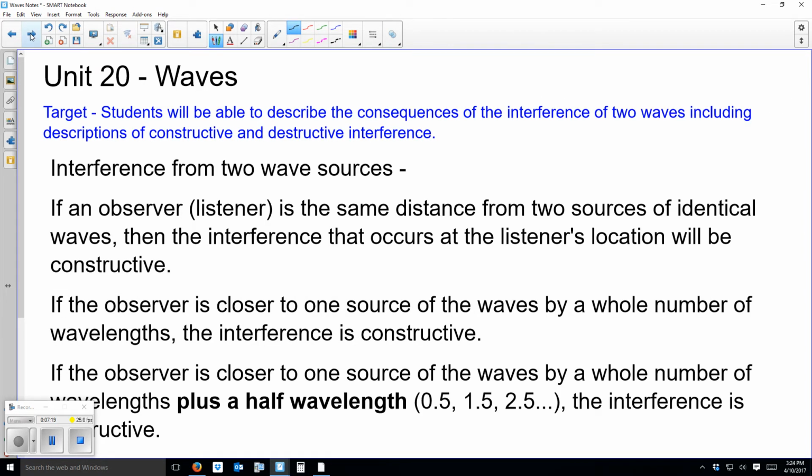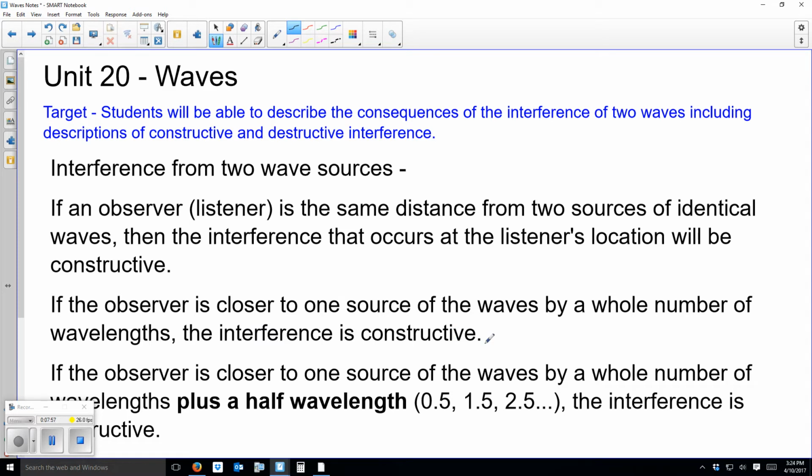One of the big things here is that if you've got two sources of waves, so let's say two different speakers or light coming through two slits in that double slit experiment that we talked a little bit about, if your observer is closer to one source of the waves by a whole number of wavelengths, so let's say I was 7 wavelengths away from one speaker and 8 wavelengths away from the other, or 14.5 and 13.5, or 9.8 and 10.8, or 9.8 and 13.8, as long as that's the case, my interference is constructive.